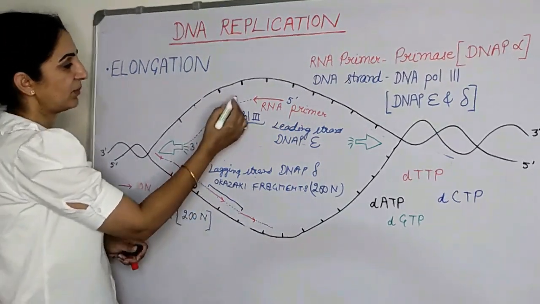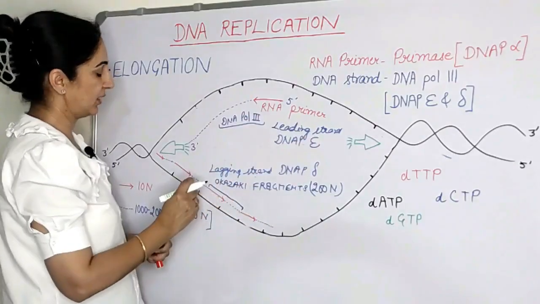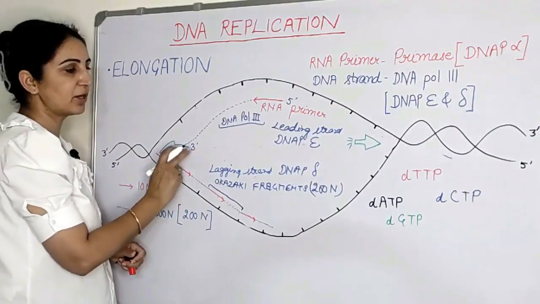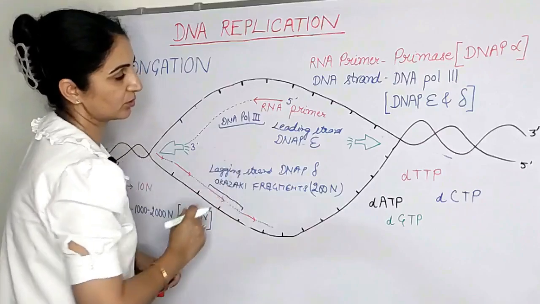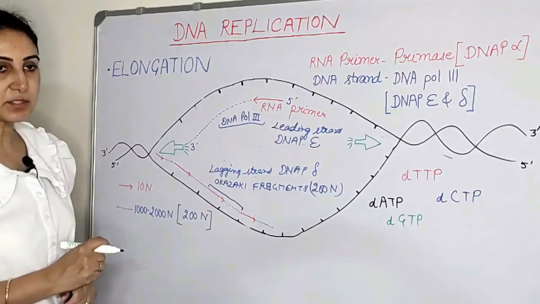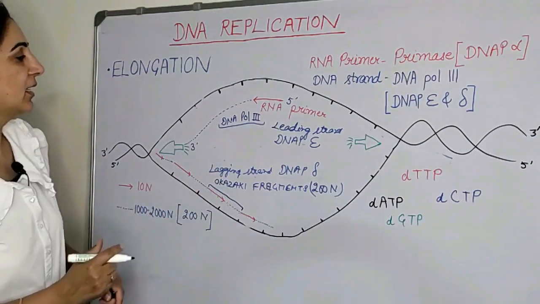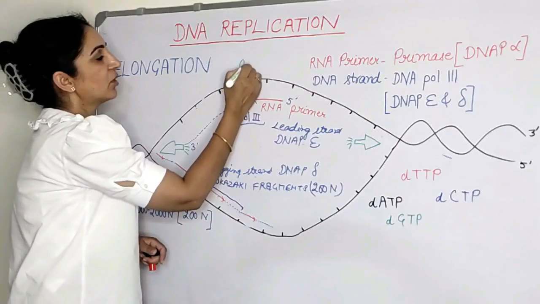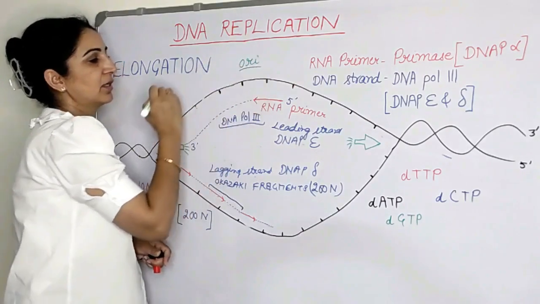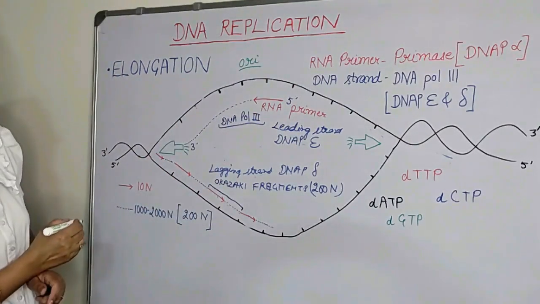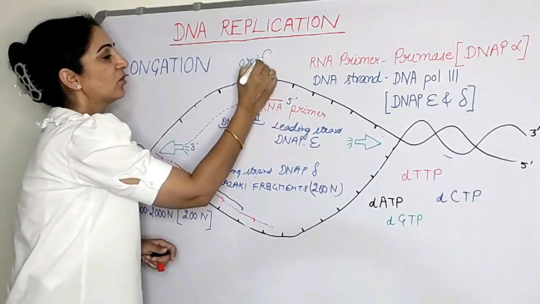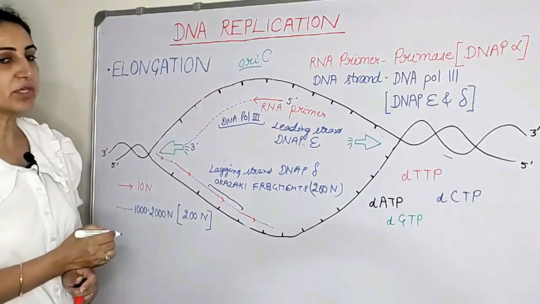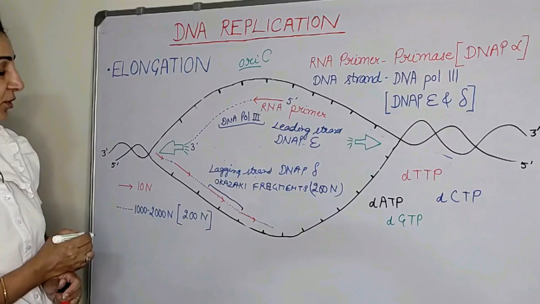So this replication is bidirectional. It's moving towards this side also and towards this side also. So replication is always bidirectional, and it's starting from the origin of replication. There is only one origin of replication in the case of E. coli, and there are many origins of replication in the case of eukaryotes.